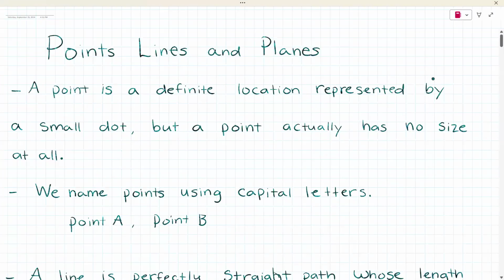Hello. In this video, I will go over points, lines, planes, segments, rays, collinear and non-collinear by a formal definition and by a visual.